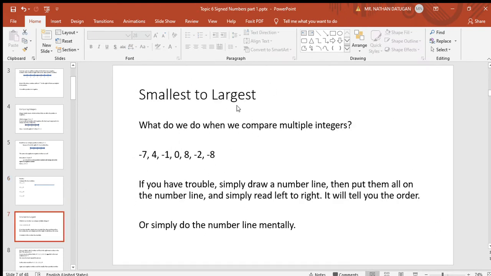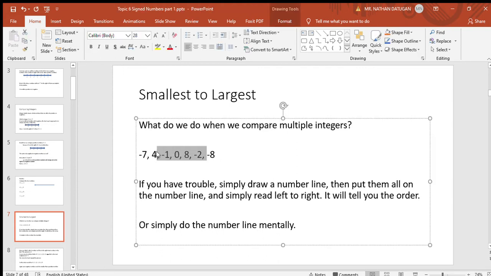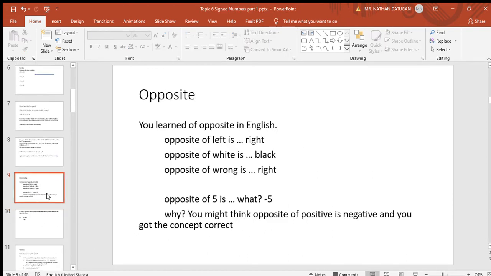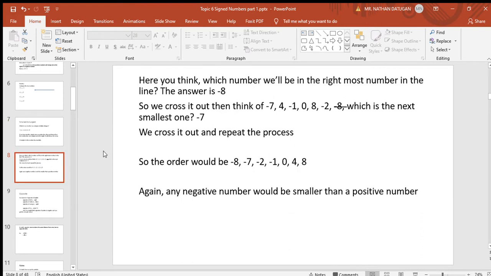Now let's compare from smallest to largest. How do we compare multiple integers? Here's an example: -7, 4, -1, 0, 8, -2, -8. If you're having trouble ordering from smallest to largest, the easiest way to do it is to draw a number line and simply plug the numbers onto the number line. Or you can do it mentally. If you think of a number line, let's have a number line here.